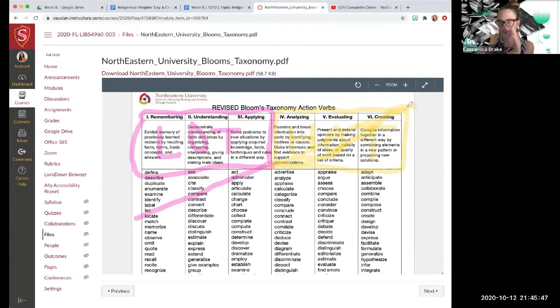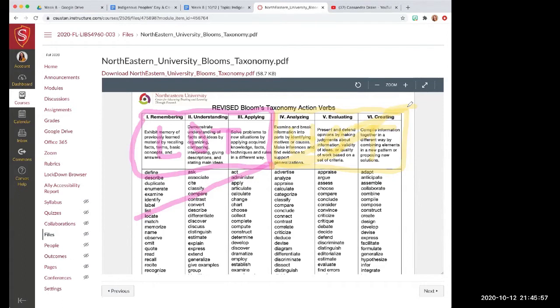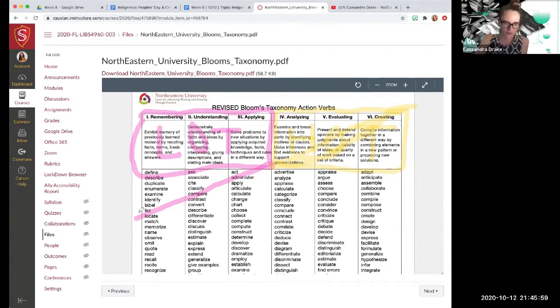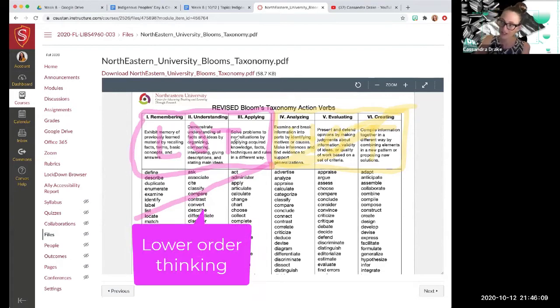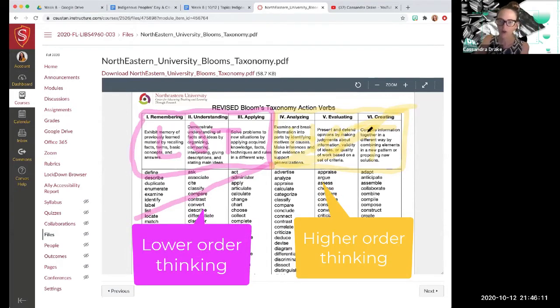I drew a diagonal line, and what are they doing? What's the line doing? Going upward. Yes, thank you, Megan. It's going upward. So from this side is lower, and this side is higher. So essentially what these 2 refer to is lower order thinking, higher order thinking.